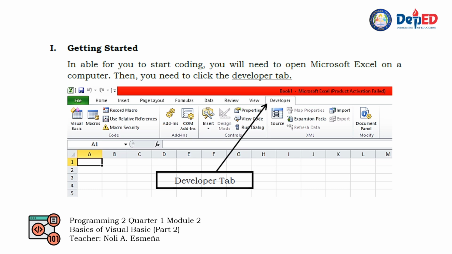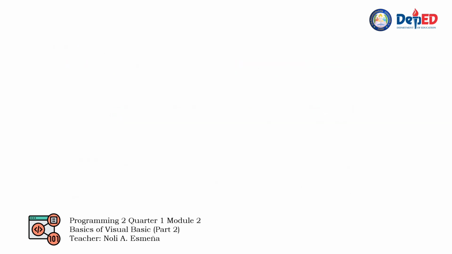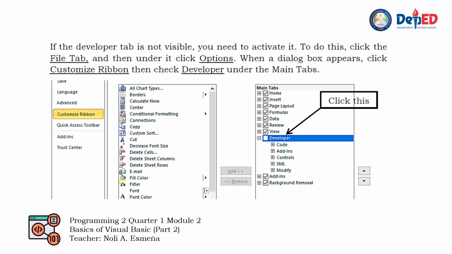In order for you to start coding, you will need to open Microsoft Excel on a computer. Then, you need to click the Developer tab. If the Developer tab is not visible, you need to activate it. To do this, click the File tab, and then, under it, click Options. When a dialog box appears, click Customize ribbon, then check Developer under the main tabs.